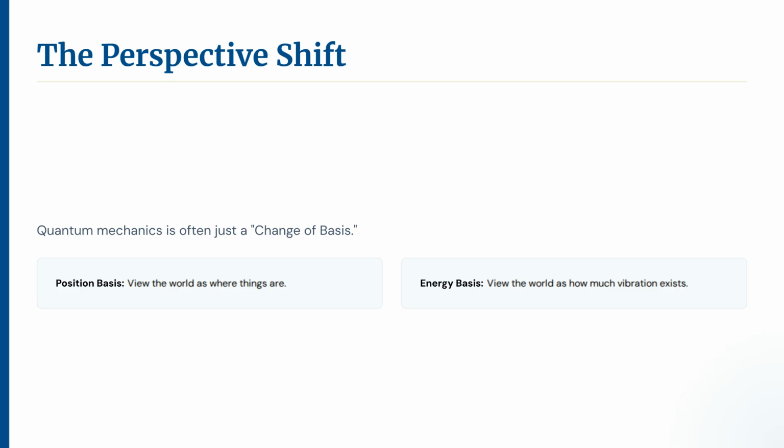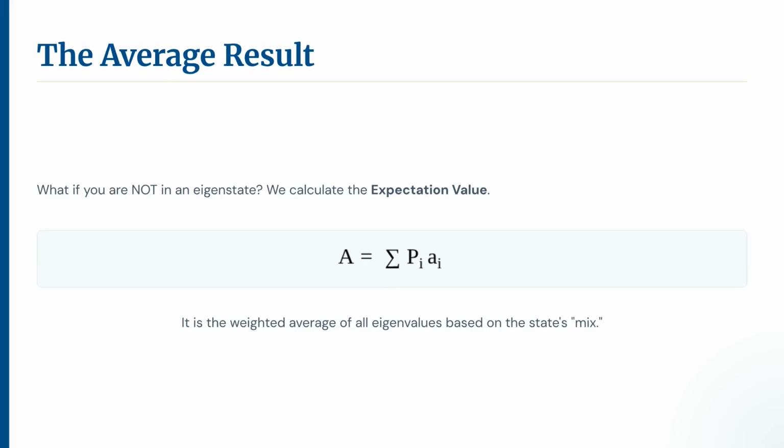Quantum mechanics can be viewed as a perspective shift, or simply a change of basis, allowing us to describe the system using different complete sets of eigenstates, such as the position basis or the energy basis. If a system is not in an eigenstate, we calculate the expectation value. This value is the weighted average of all possible eigenvalues, determined by the state's composition or mix.